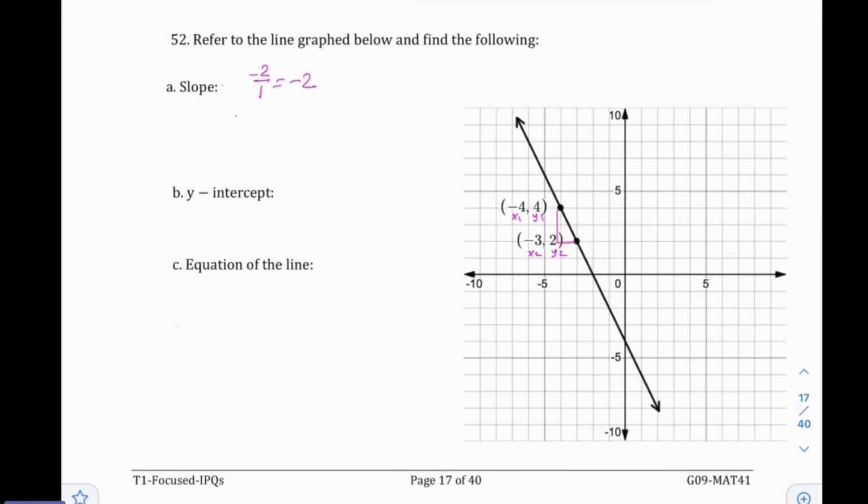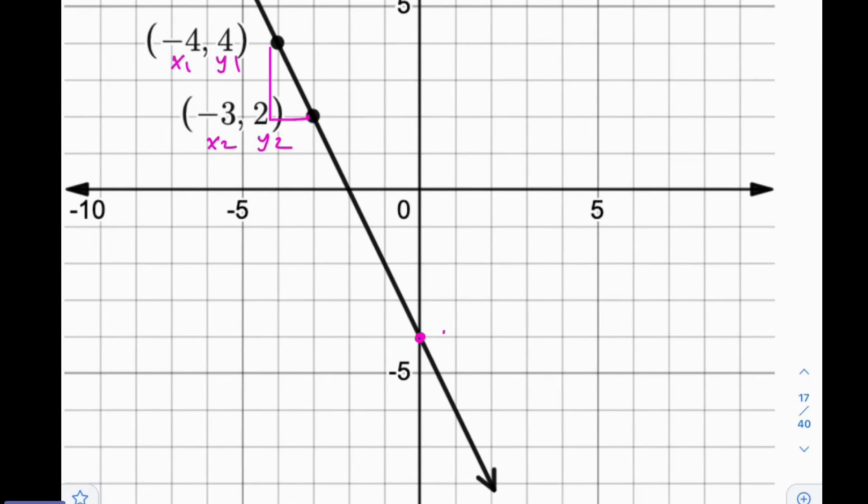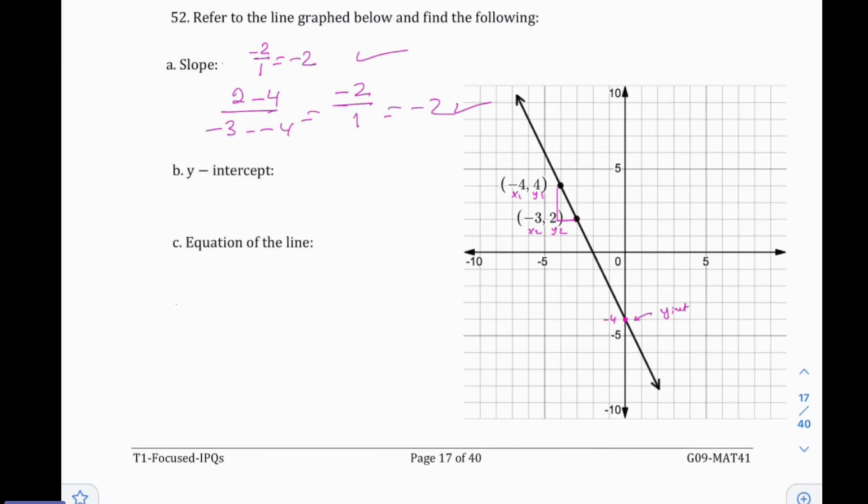You can say it's 2 minus 4 over minus 3 minus minus 4, which is negative 2 over 1, which is negative 2. Same result. You should have the same result. What is y-intercept? Y-intercept is here. This is y-intercept, where the line crosses the y-axis, and it is located at minus 4, as you can see. Equation of a line, so y equals negative 2x plus negative 4, meaning minus 4. Don't put plus minus.